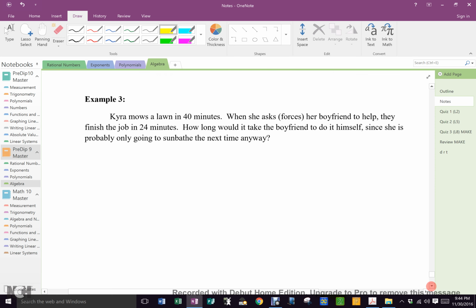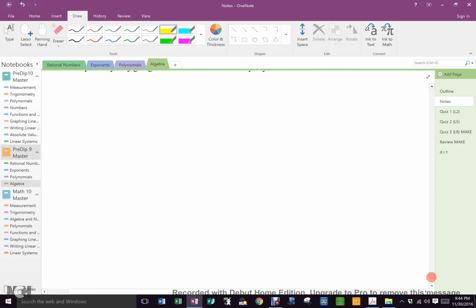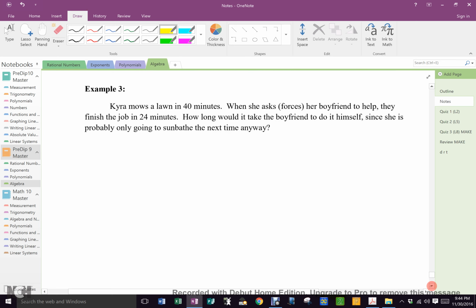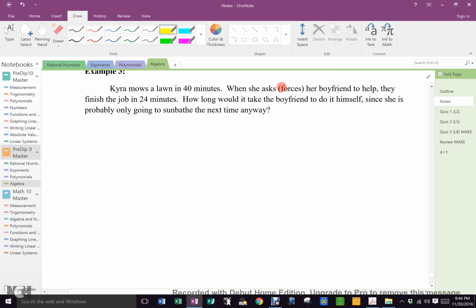And finally, what happens if we know the time? Kyra mows the lawn in 40 minutes. When she asks, which of course, as you all know, that's when she forces her boyfriend to help, they finish the job in 24 minutes. How long would it take the boyfriend to do it himself, since she's probably only going to sunbathe the next time anyway? So we've got Kyra, and we've got the boy. Kyra takes 40 minutes. What do we know about the boy? How long would it take the boyfriend? We don't know. So that gets our letter.